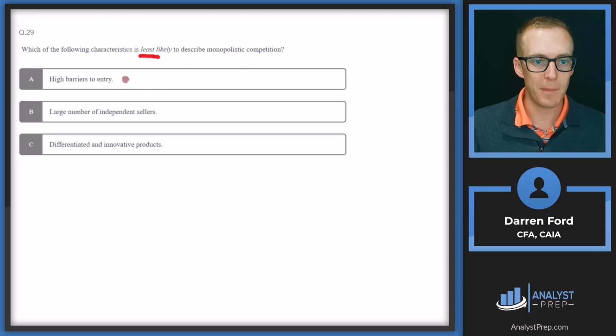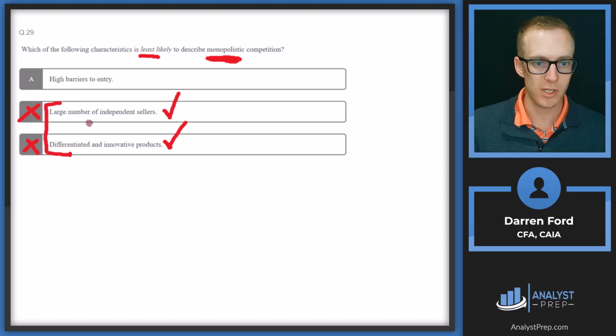So we've got A, high barriers to entry, B, large number of independent sellers, or C, differentiated and innovative products. So this obviously falls in with what I just mentioned. This will describe monopolistic competition, so we can rule it out. There's going to be differentiated and innovative products, and that's kind of the monopolistic portion of this competition. We've got B, large number of independent sellers. That will also be indicative of, these two really go hand in hand.